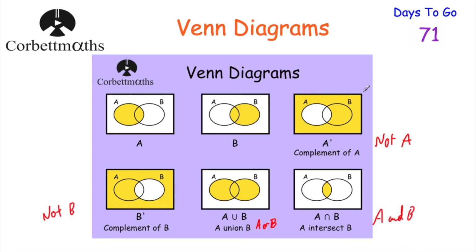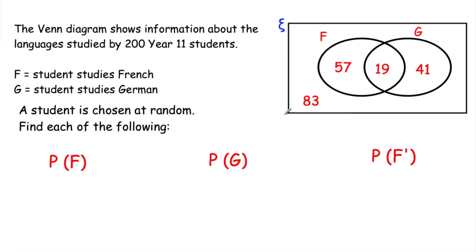Okay, so let's have a look at some questions where we're dealing with this notation. Let's have a look at a question now. We've been given a Venn diagram that shows information about the languages studied by 200 students in year 11. Some students study French, some study German, some study both, and some study neither of those languages. Then we're told a student is picked at random, find the probability of the following. F is the student that studies French and G is the student that studies German.